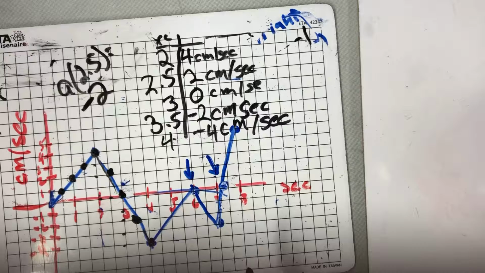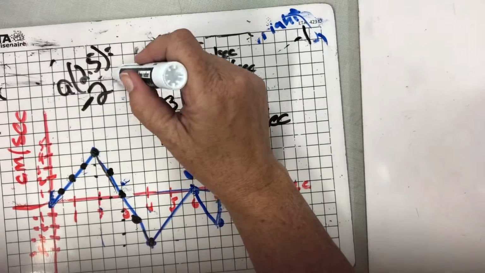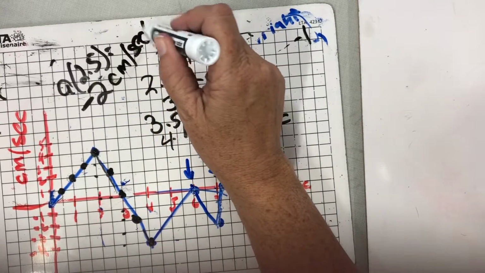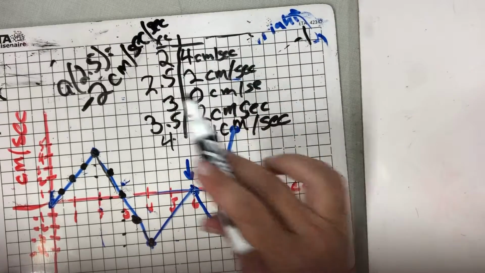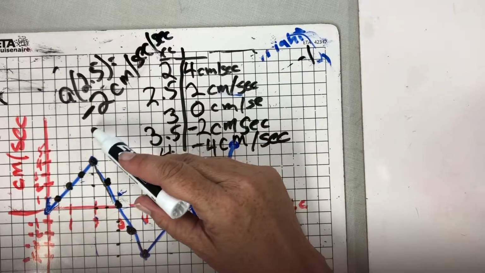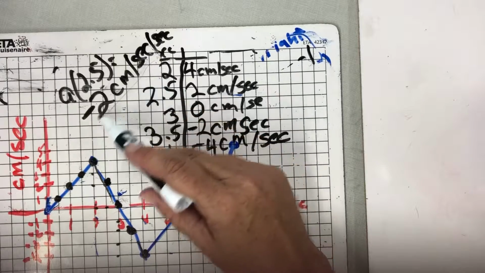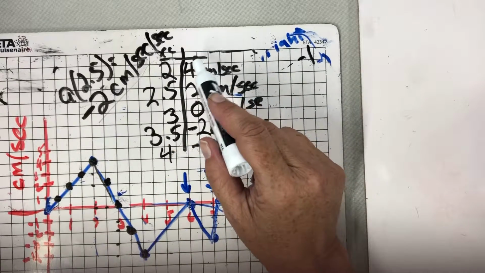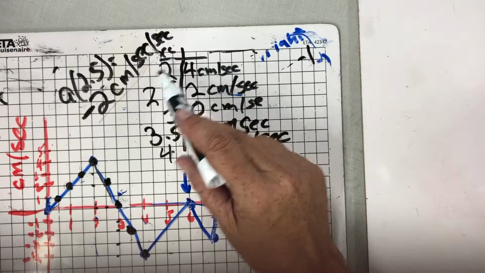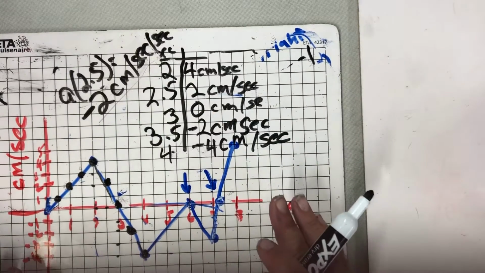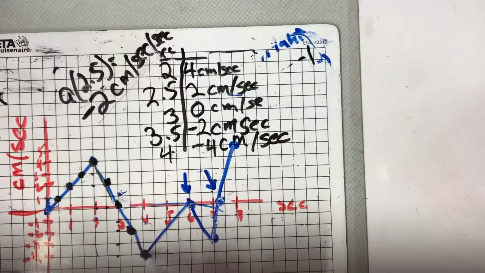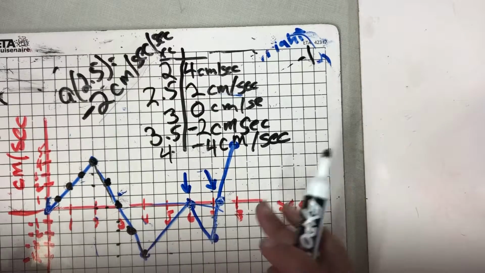So what that means is every second, I'm going 2 centimeters per second slower. So we would call it -2 centimeters per second every second. So it's per second per second, which is weird. But I'm losing 2 centimeters per second of velocity every second. So I have a negative acceleration here. Then I have a positive acceleration here because velocity has a positive slope.